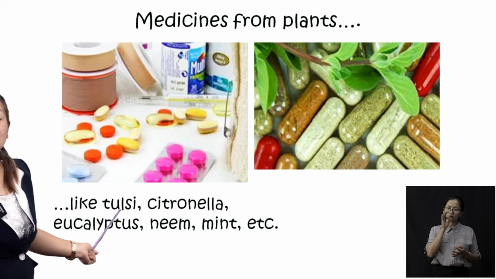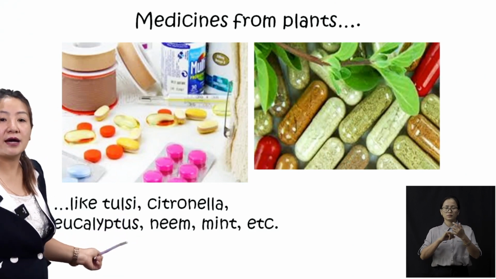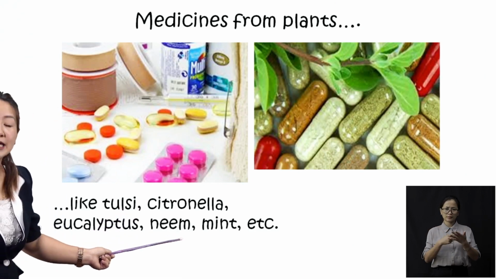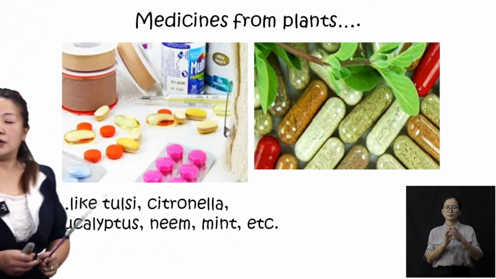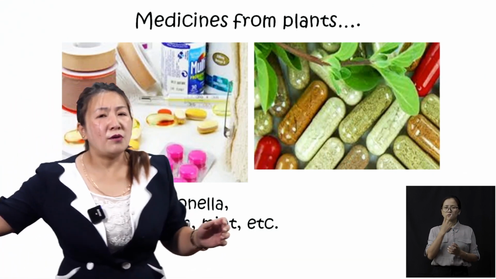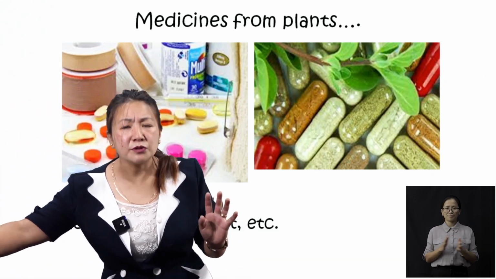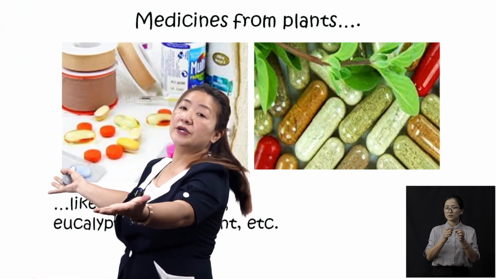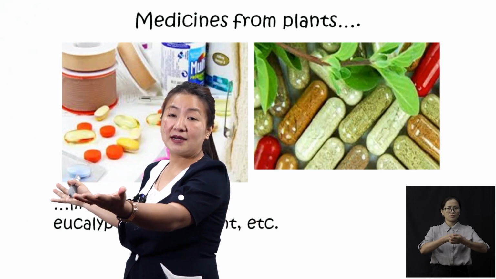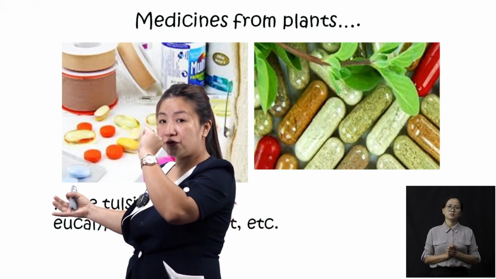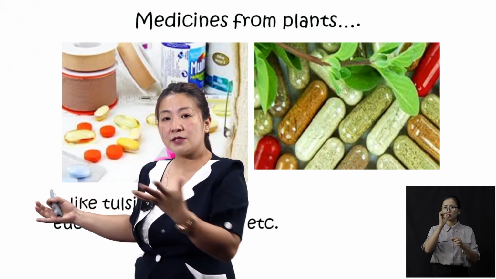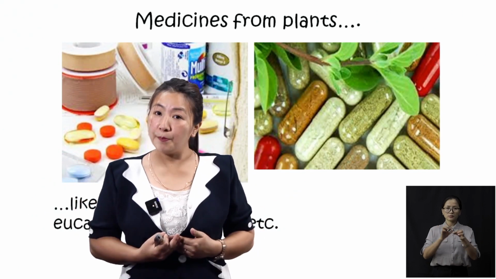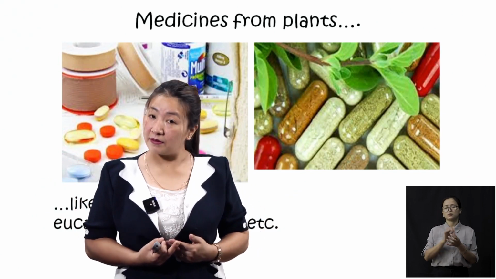Medicines come from plants like tulsi, citronella, eucalyptus, neem, mint, etc. Okay, so almost all the medicines you find in the pharmacy, numerous, nameless medicines, right? Syrups and tablets and capsules, all these are made from plants, right?